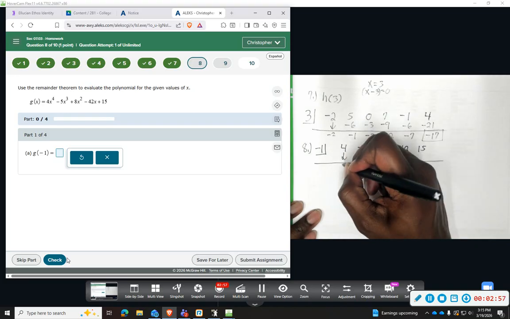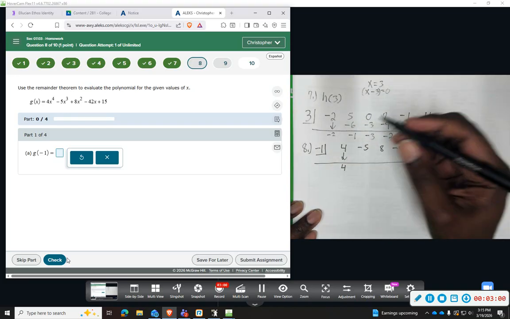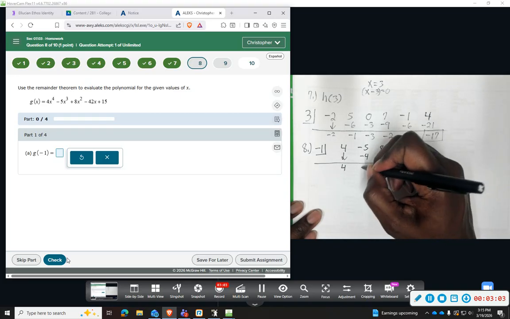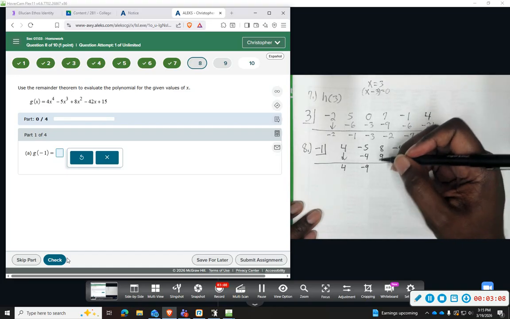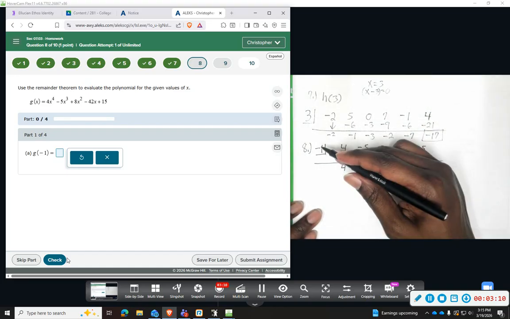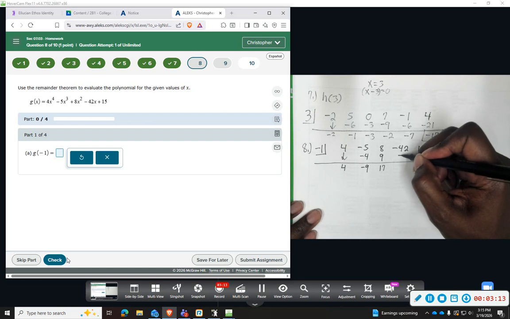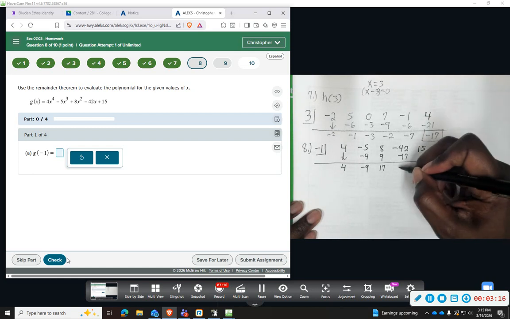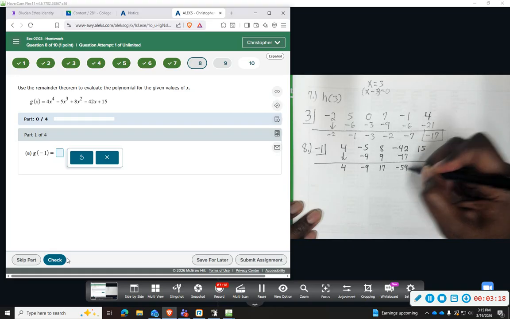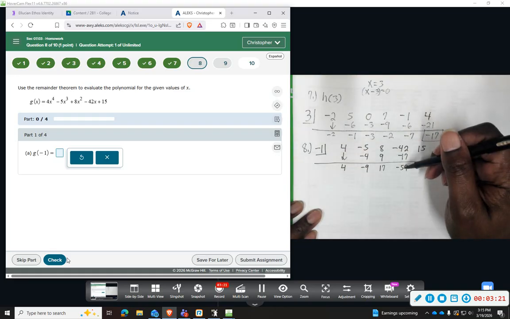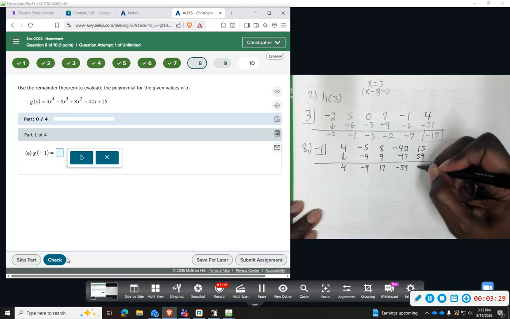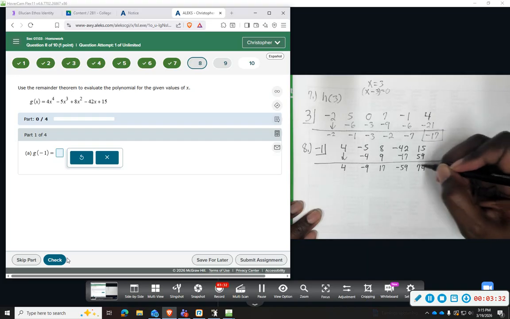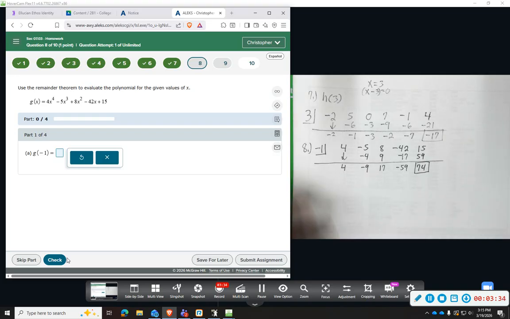Bring the first one straight down. Negative 1 times 4, negative 4, combine, negative 9. Negative 1 times negative 9, positive 9, combine, we get 17. Negative 1 times 17, negative 17, combine, we get a negative 59. Negative 59 times negative 1, positive 59, combine, and we get 74. And so this is the value, 74.